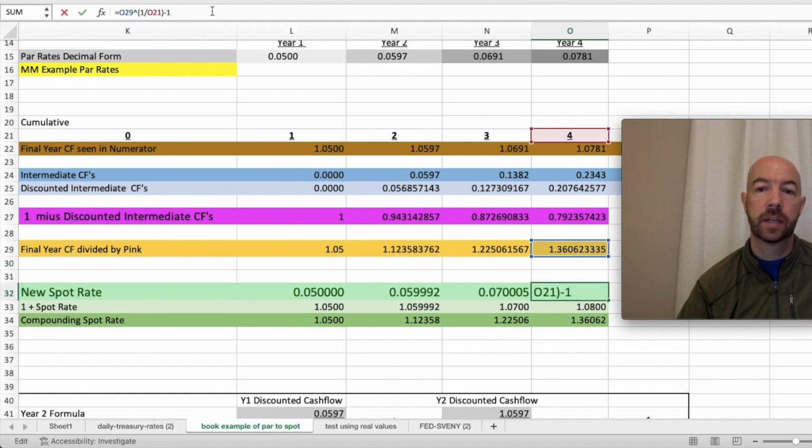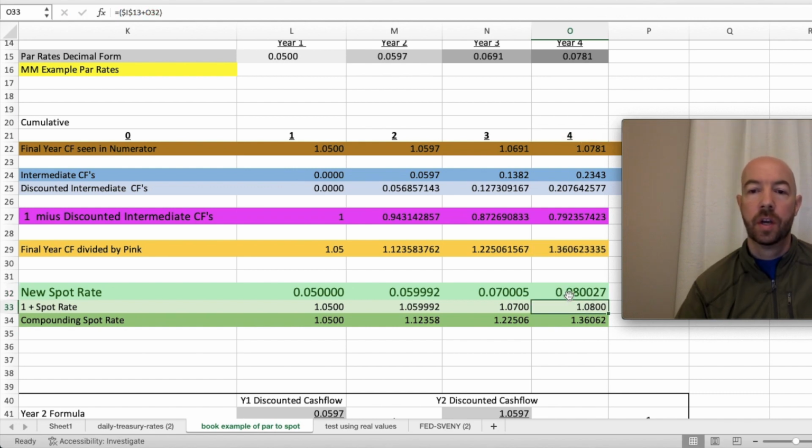Then what do you need to do in order to convert that into a new spot rate? You're going to take the number that we arrived at, the blue one, and you're going to basically root it. So raise it to 1 divided by 4, the 4th root, basically. And then you need to subtract off your 1, of course, and it'll give you this in decimal form, but it's basically an 8% spot rate.